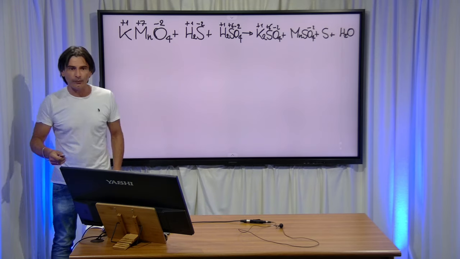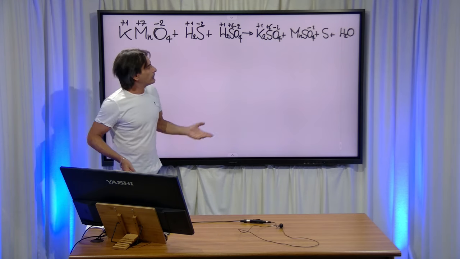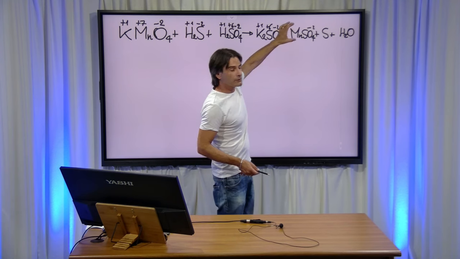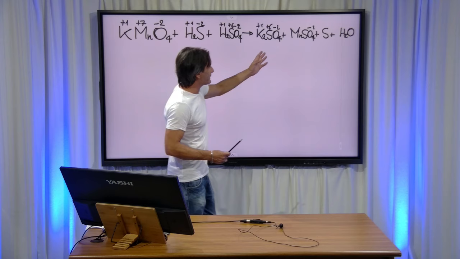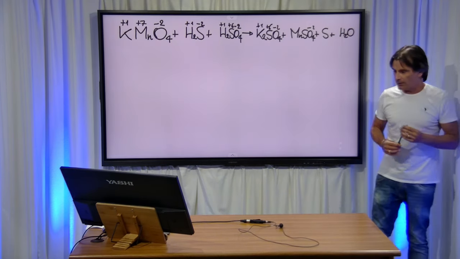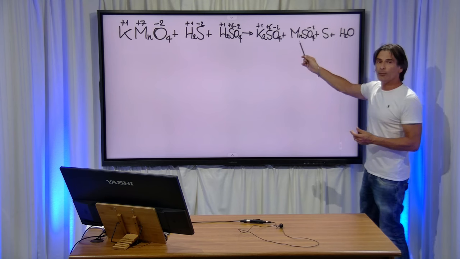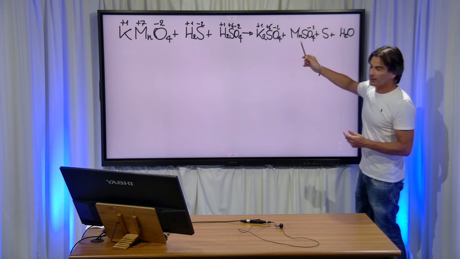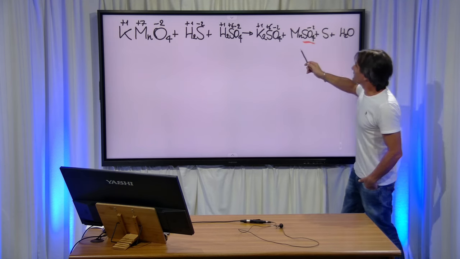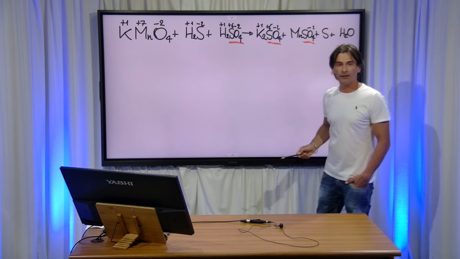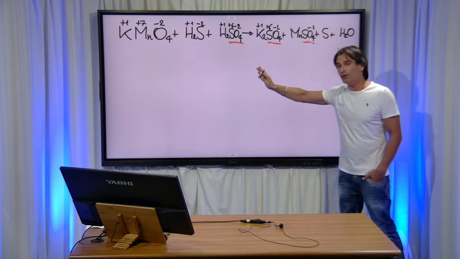Here, apparently, I could have some problem in setting the oxidation numbers, because I can ask myself, what is the number of the sulfur and what is the number of the manganese? But it is not a real problem, because when you are not certain what you have to do, take a look at the group in which the element is contained. Here we have a group SO4, the same group we have here and here. What does it mean? It means that nothing has changed in this group of atoms, nothing.